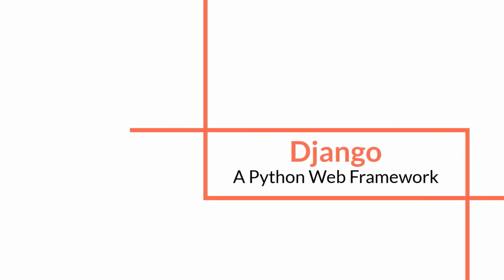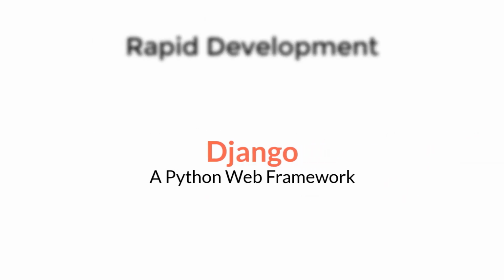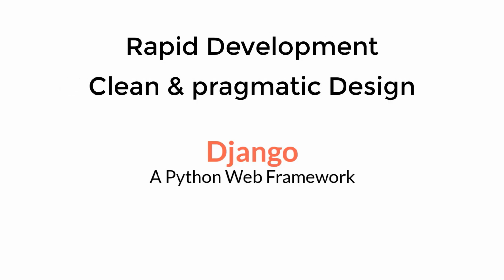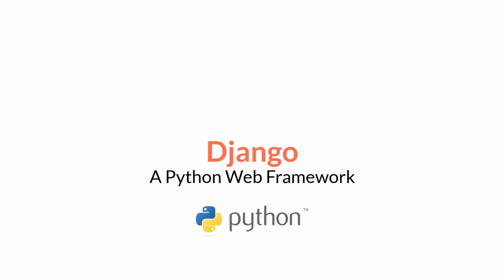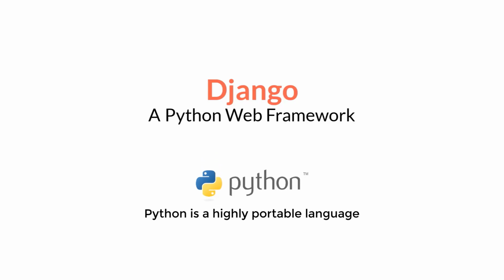Django is a high-level Python web framework that encourages rapid development and clean, pragmatic design. That means to use Django, we must install Python first. Python is a highly portable language available for all major operating systems. Let's see how to install the latest version of Python on Windows operating system.